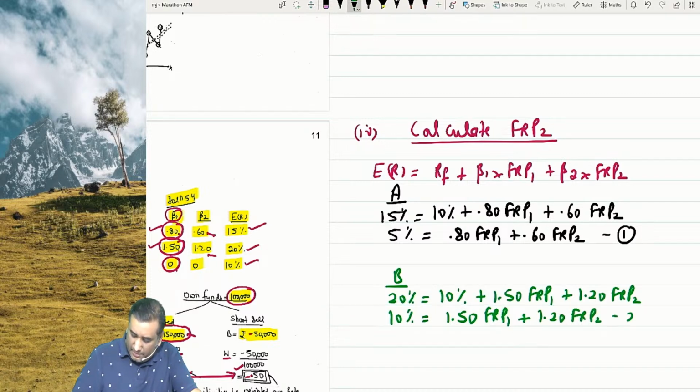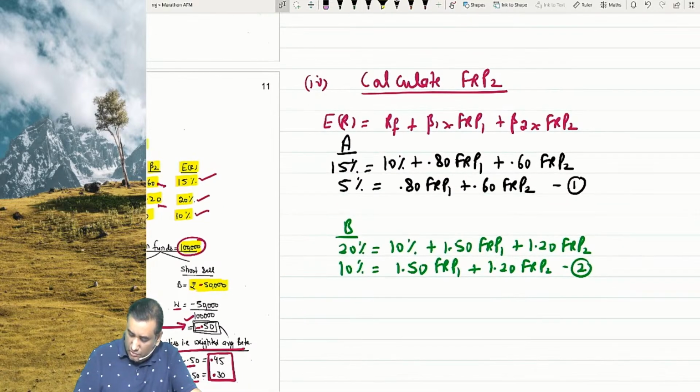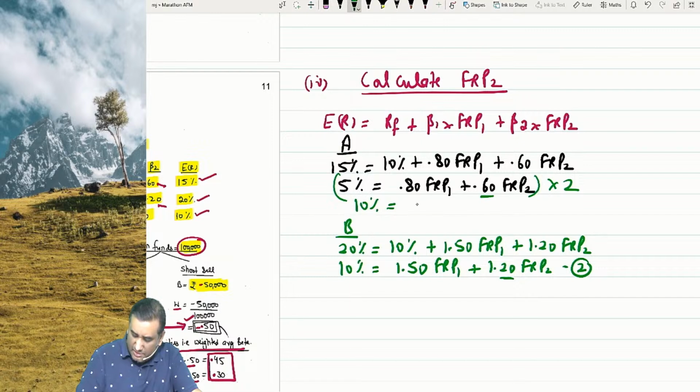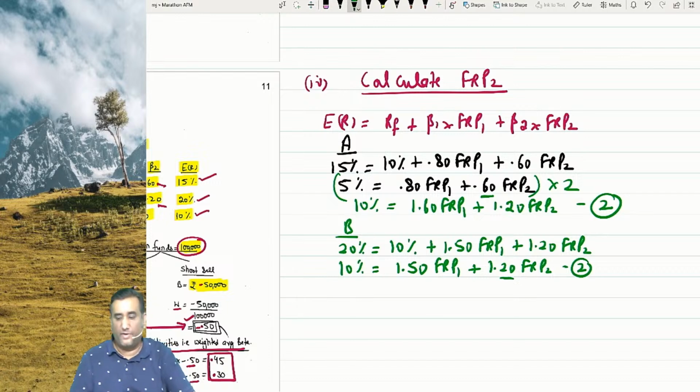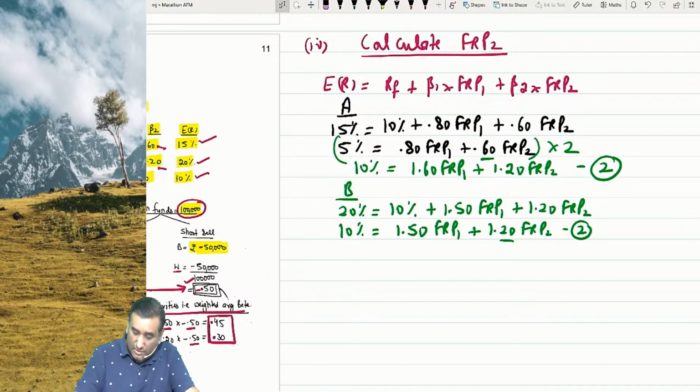Now I can solve equations 1 and 2. What I'll do is multiply this one by 2, because this will become 1.2 and this will be solvable. So 10% plus 1.6 FRP1 plus 1.2 FRP2. This I'll put as equation. So why did you multiply by 2? So that equations 1 and 2 can be solved.